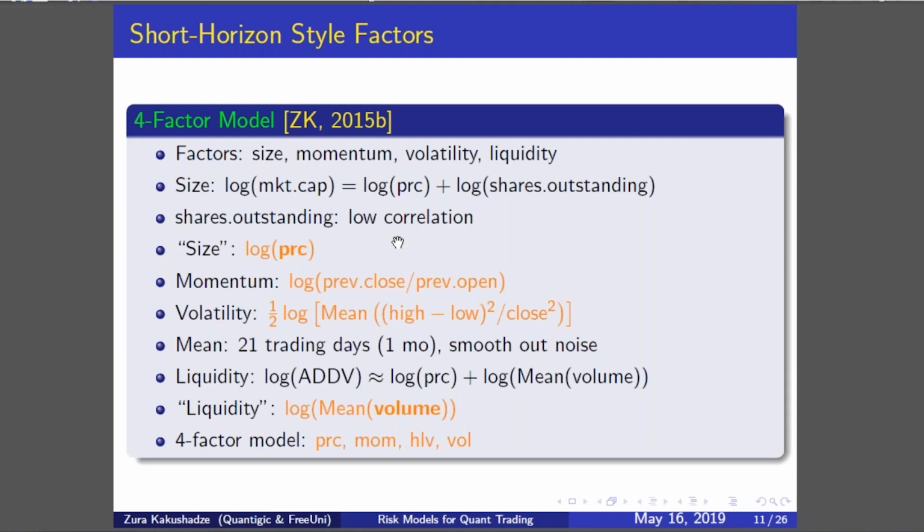And log of the price is already part of your factors. It's the size factor, which we discussed just a second ago. And therefore, your liquidity factor becomes just the log of the average volume. And then that average you can take, for example, again, over the past 21 trading days. It could be 10 days, it could be 21 days, it could be 30 days. It doesn't really make much of a difference. But basically, these 4 factors are pretty much the ones that you would be writing down for your short horizon factors.